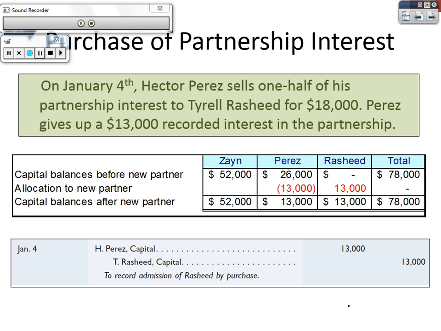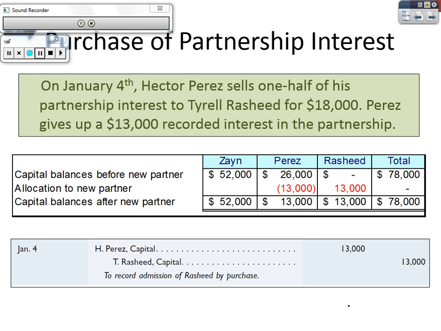Does that make sense? So it says on January 4th, Hector Perez sells 1/2 of his partnership interest to Tyrell Rashid for $18,000. Perez gives up $13,000 recorded interest in the partnership. So Perez was already existing, correct? The new partner is who? Rashid. And how much did he have to pay to get in? Where do you get 18,000? He sold 1/2, but how much was the 1/2 worth? 13. He sold 1/2, which would have been that 18,000, but it was only worth at that point 13,000. So that 13,000 is transferred to Rashid.